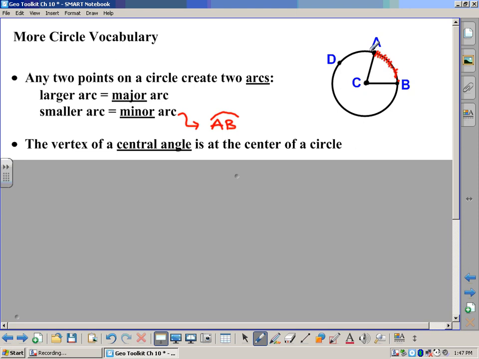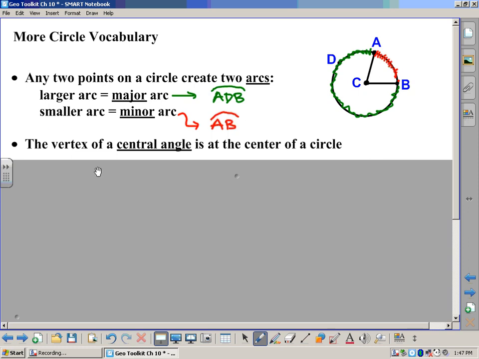We also have another arc, and this arc starts at A, wraps all the way around here, and goes all the way out to B. So in this case, we can't call it arc AB because we've already done that for the smaller one. So what we do for the major arc, the larger one, is we call it A and it goes through D out to B, and then we put our arc symbol right there.